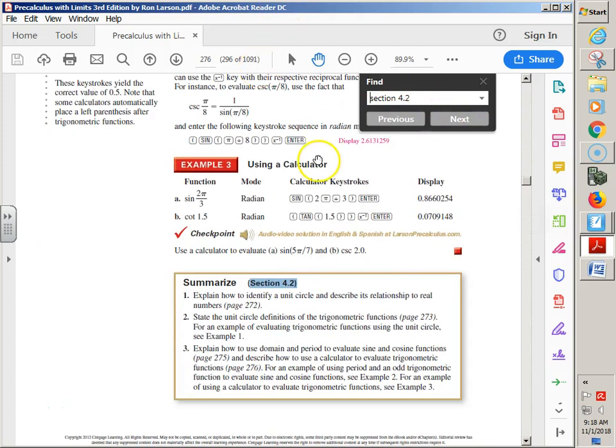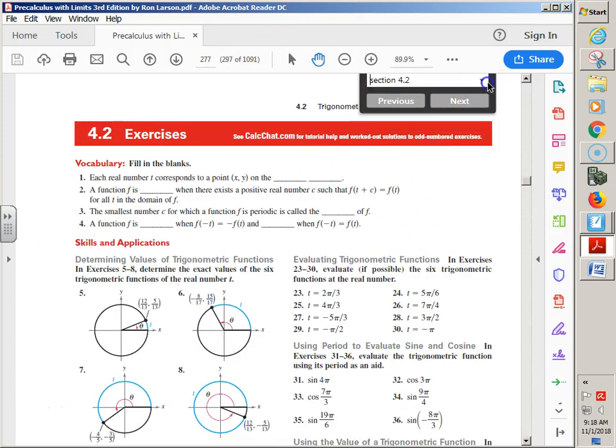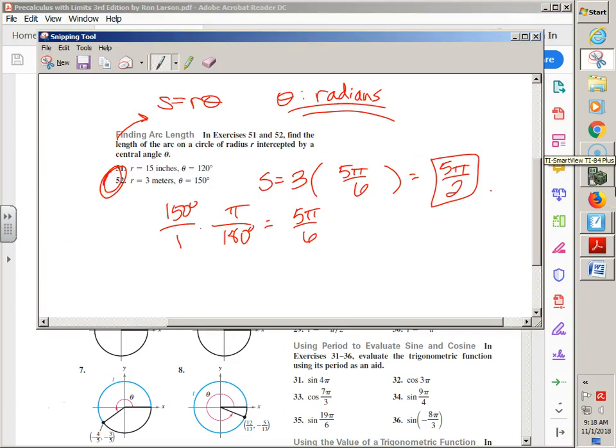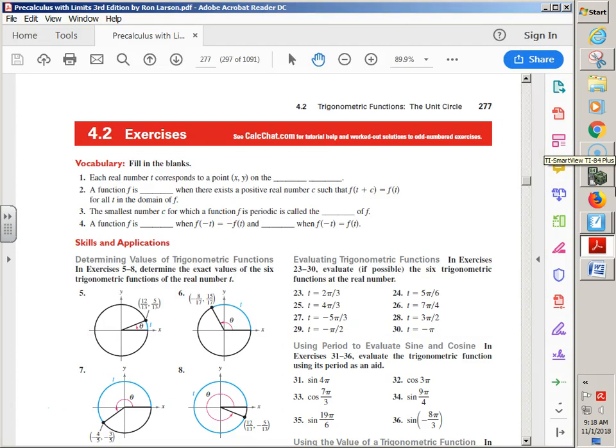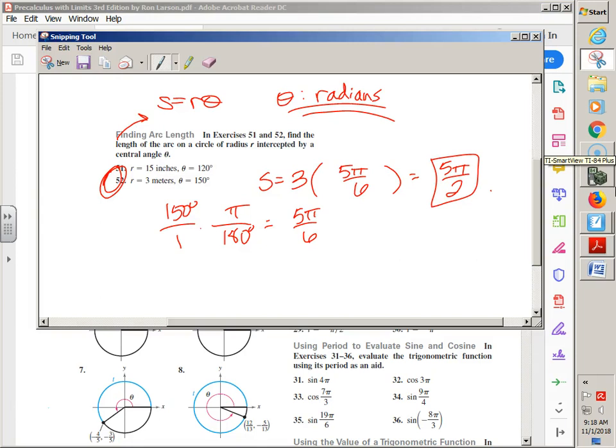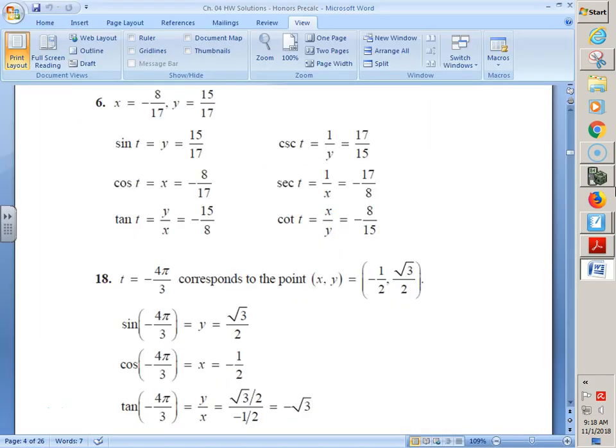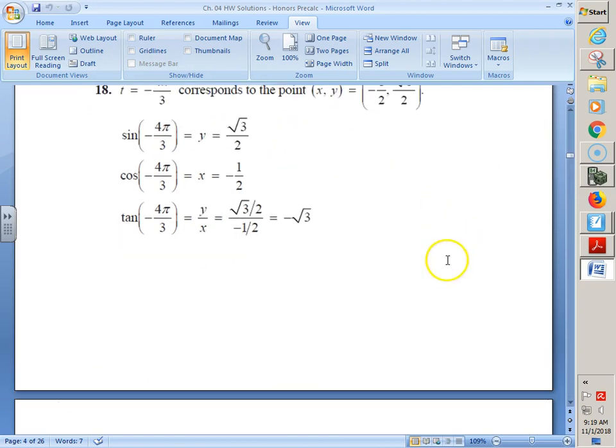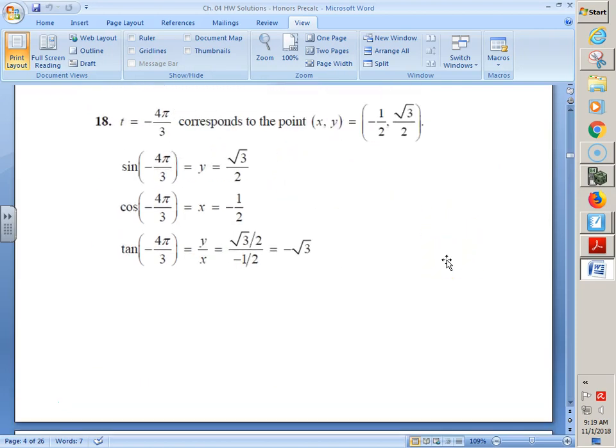Enter. Okay. I have the book ready for questions once we get there. Yeah.